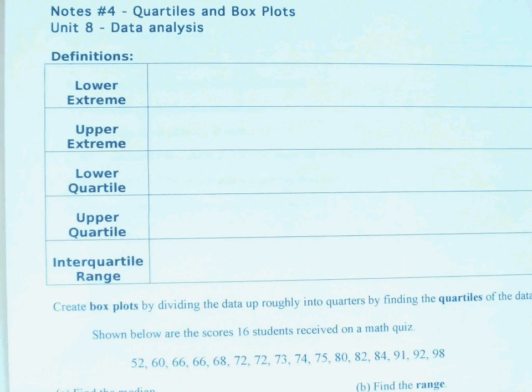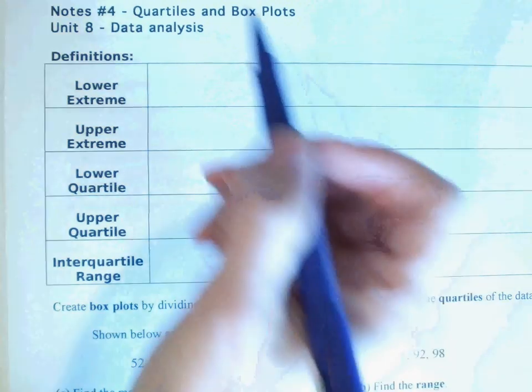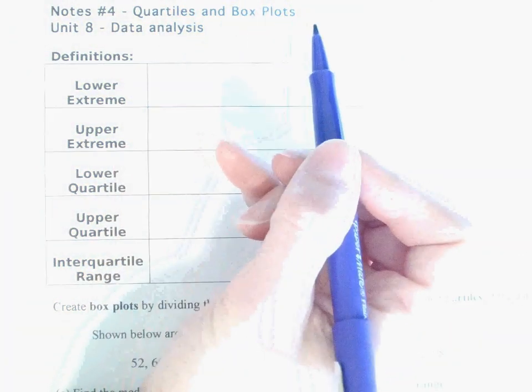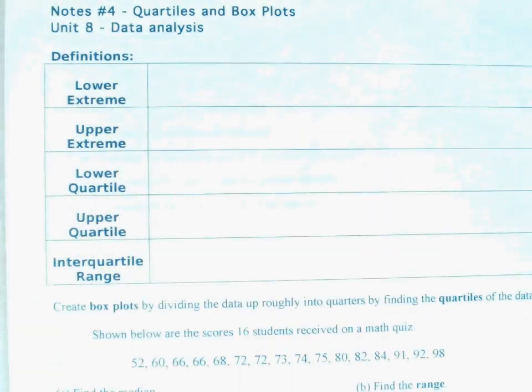Today we're going to do another display of values. We're talking about quartiles and box plots. Box and whisker plots is how they're also known. So we're going to do a quick couple of definitions and then answer some questions.